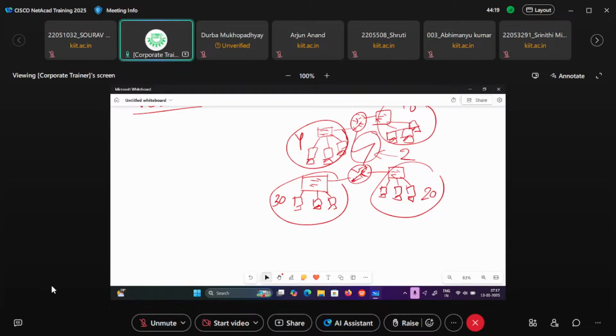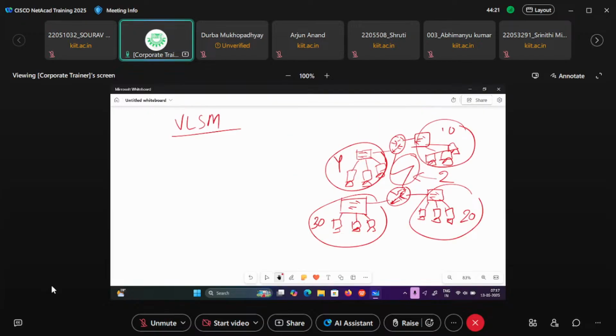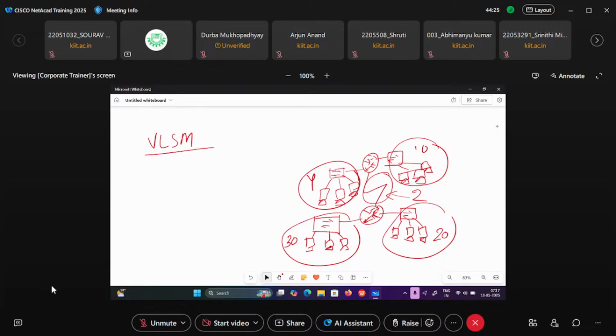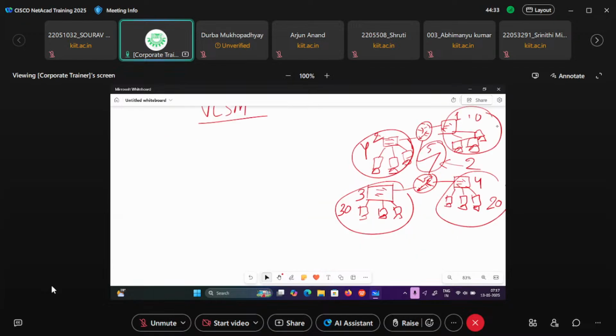In the first case it was 10, on the first switch, then the second switch, the third one, the fourth one, and this network to the fifth one. So how many networks are required here? Can you tell me? Five. Am I audible? How many networks are required here? What is your answer? Five, sir. Five networks are required, right?